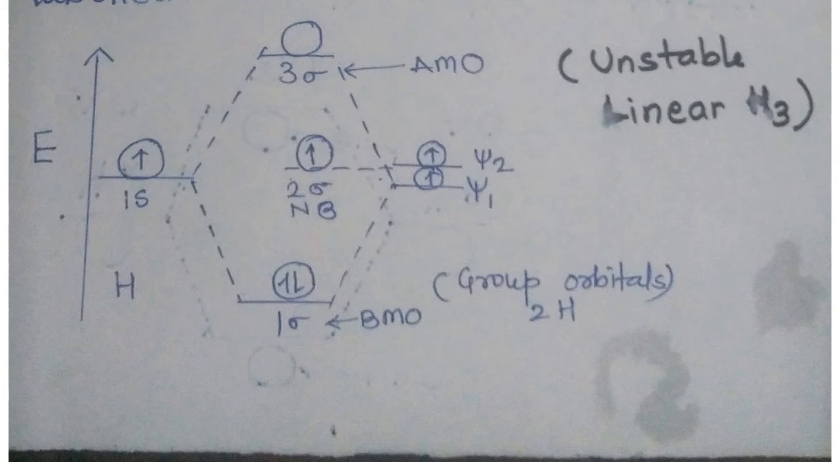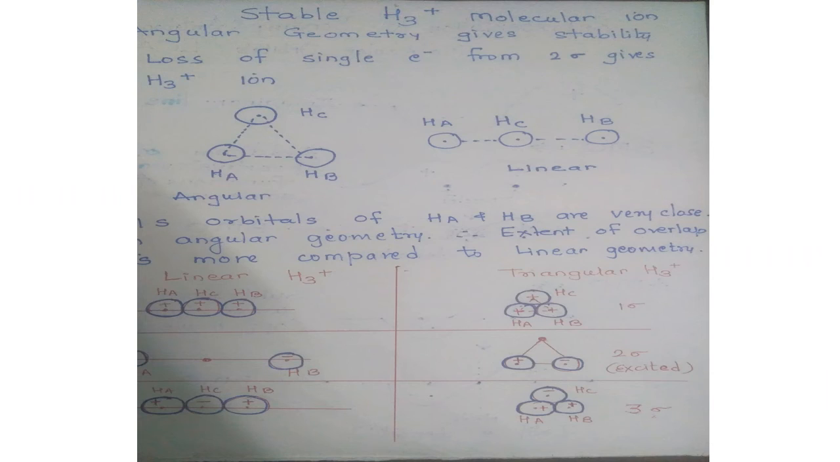We have to see 3 sigma formation, that is anti-bonding molecular orbital. In linear geometry, we can say that it is a perfectly anti-bonding situation here. Central atom has negative wave sign and two peripheral atoms are having positive wave sign. So it is purely anti-bonding.